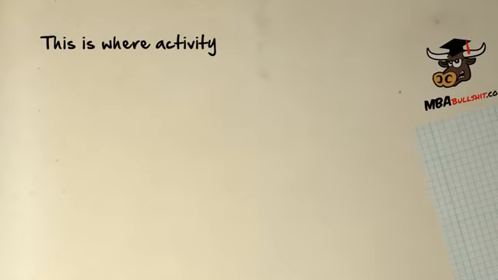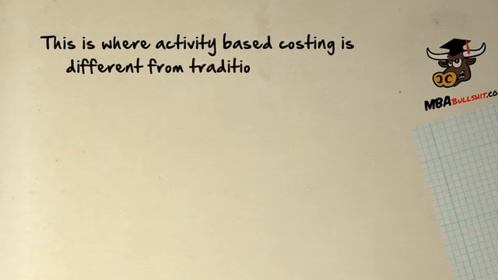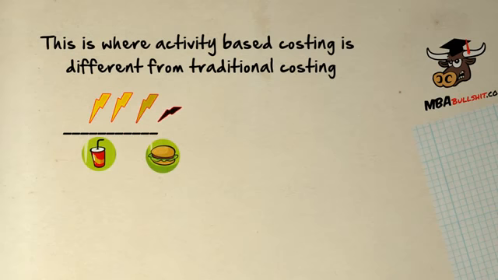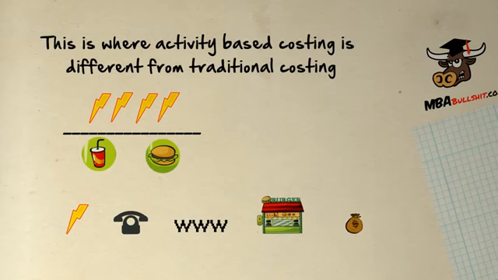This is where activity-based costing is different from traditional costing. Traditional costing is easy because it often just divides some types of costs equally between different items. These are usually costs which are a bit difficult to divide or allocate between products, such as electricity, telephone bills, internet usage, rent, salaries, and others.